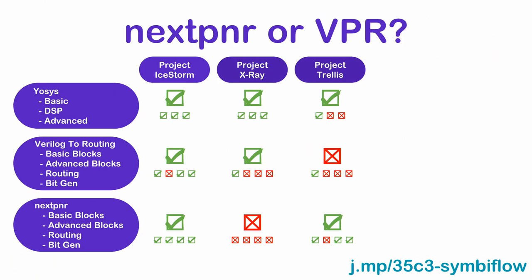So, there is a lot of duplication between NextPNR and VPR. That is correct. If you just want to know which one you should use, the first thing is, which device do you want to use? If you want to use an iCE40, I'd probably recommend using NextPNR. The work there is much more stable and production ready. If you want to use Series 7, at the moment, your only choice is Verilog to Routing. If you want to use ECP5, at the moment, your only choice is NextPNR.